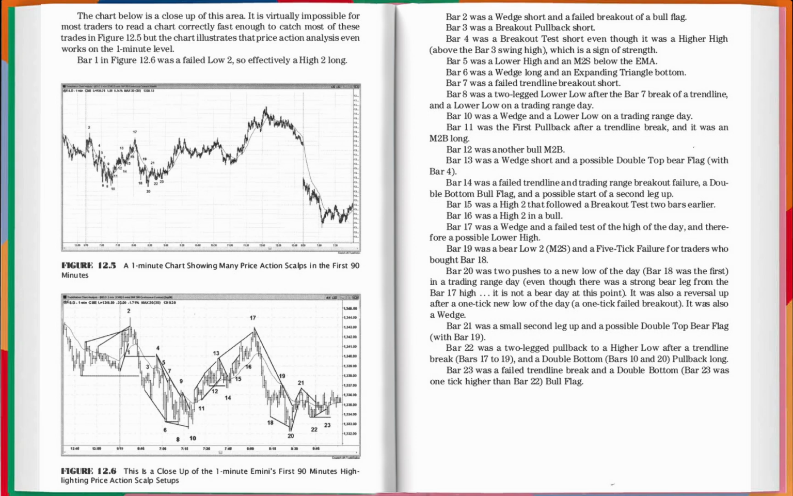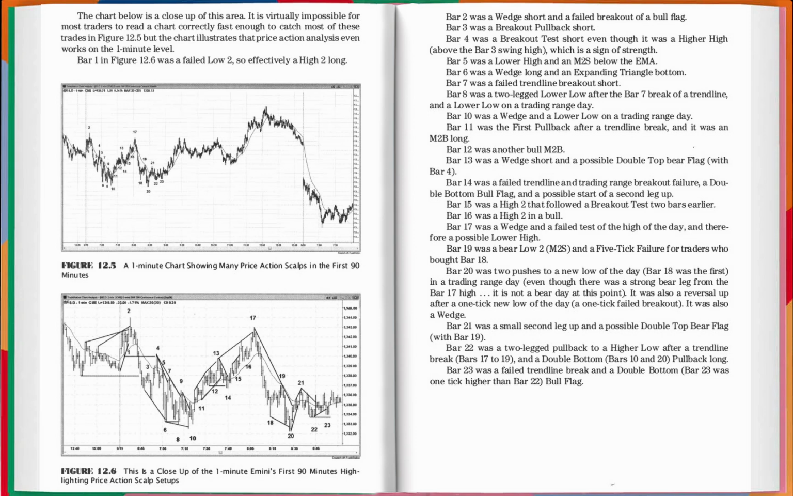Bar 5 was a lower high and an M2S below the EMA. Bar 6 was a wedge long and an expanding triangle bottom. Bar 7 was a failed trendline breakout short. Bar 8 was a 2-legged lower low after the bar 7 break of a trendline and a lower low on a trading range day. Bar 10 was a wedge and a lower low on a trading range day.